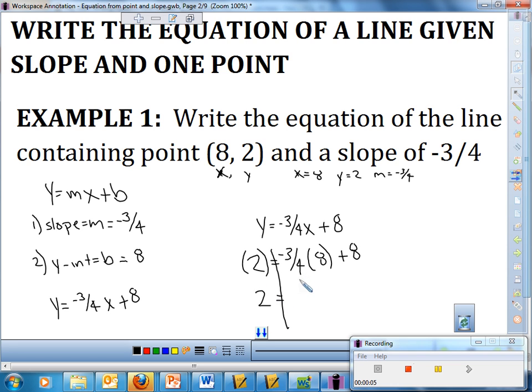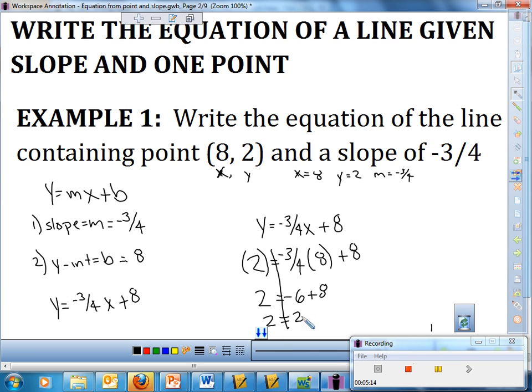Negative 3/4 times 8 is negative 6. I'm going to bring down my plus 8 because I haven't done anything with that yet. So go ahead and simplify again. Bring down my 2. Negative 6 plus 8 is positive 2.